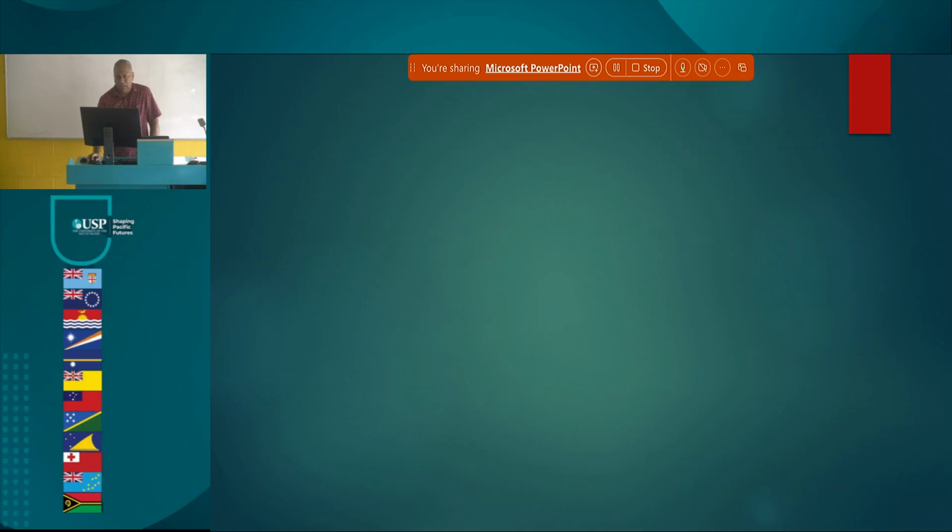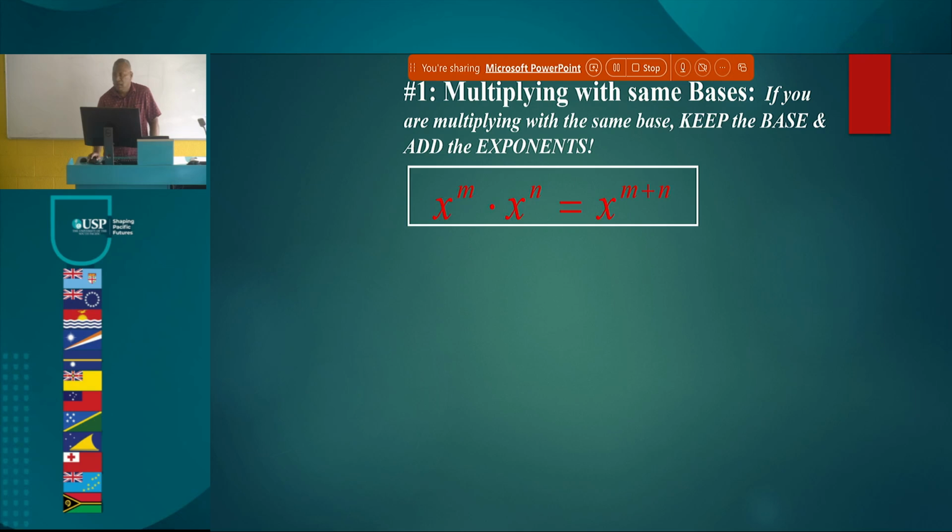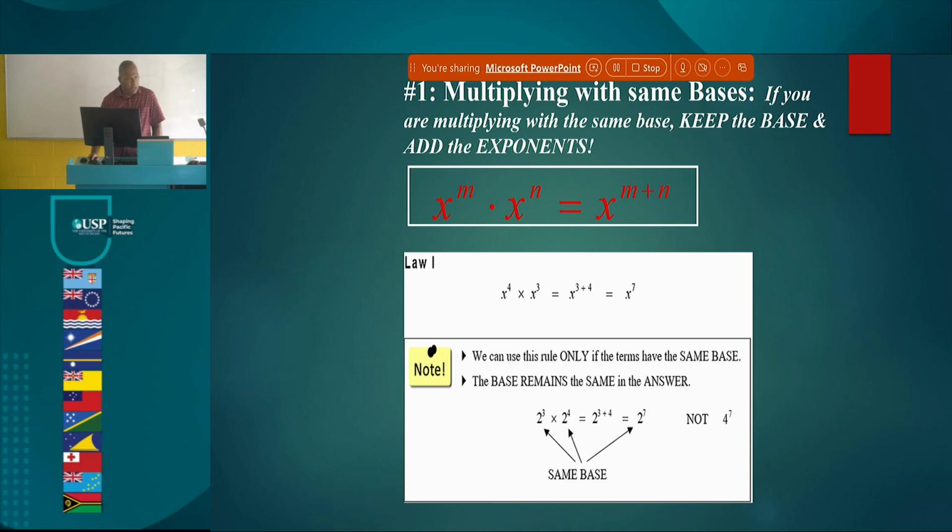Okay, law number 1 says, if you are multiplying two bases and the bases are the same, what do we do? We can add the powers, only if the bases are the same. 2 to the power 3 times 2 to the power 4 is equal to 2 to the power 7.